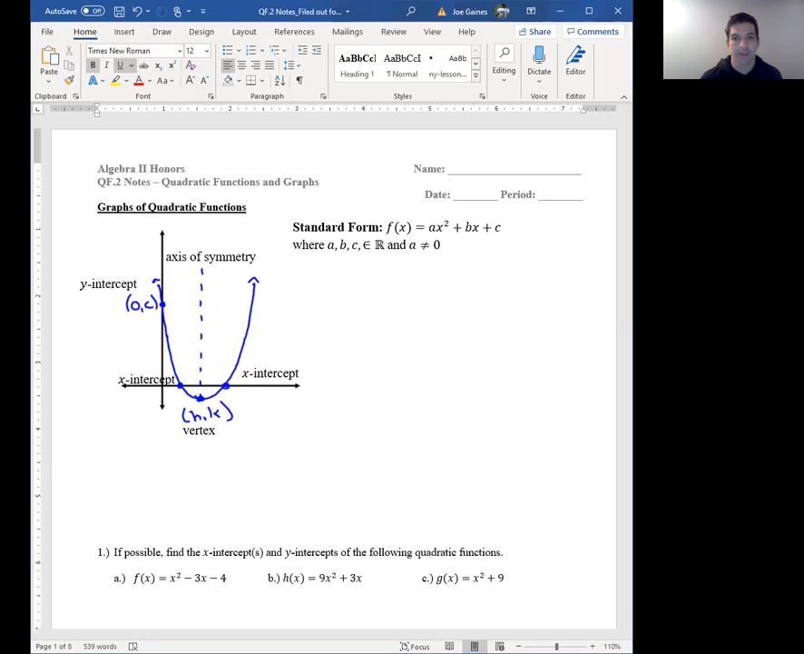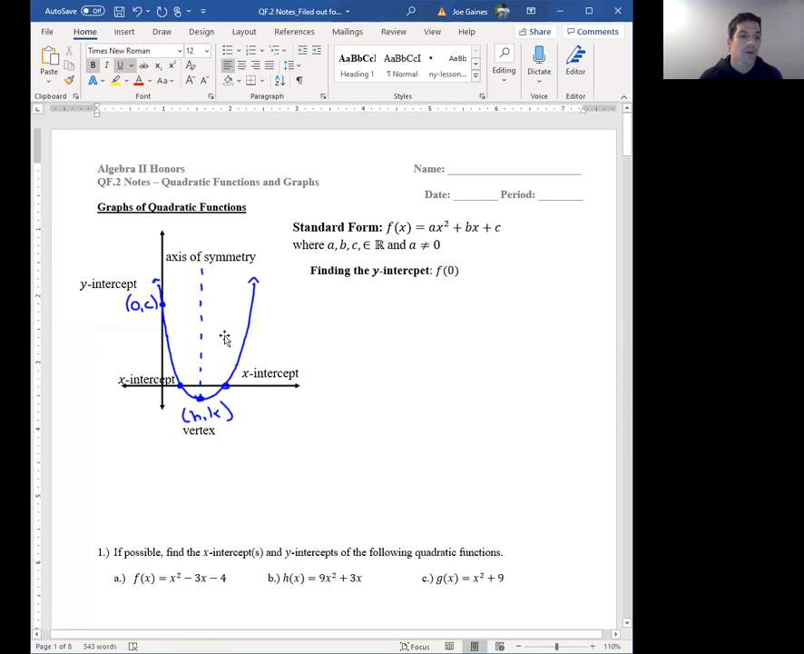Some key things can be learned about each of these functions, and it relates back to what we did earlier in the year. When we take a look at finding some of these key features, the easiest one to find is going to be the y-intercept when it's in standard form. We know that the y-intercept is always on the y-axis, and the x value at that location is always going to be 0. So in order to find the y-intercept, we can substitute in 0 for x and then solve.